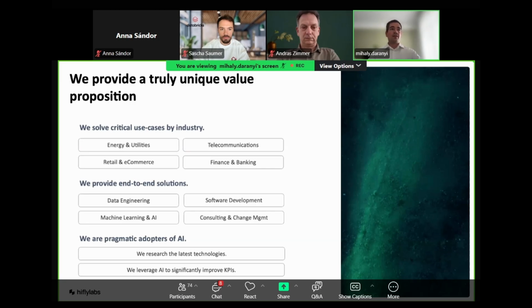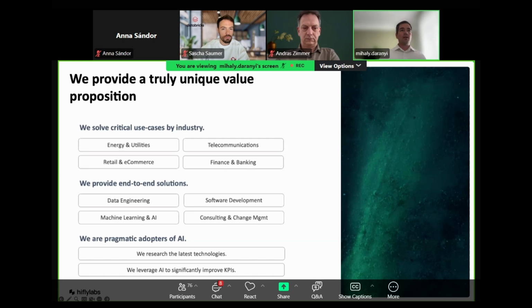At Highfly Labs, there are 3 things we always mention in a quick introduction. We solve critical use cases by industry. Our focus industries are energy and utilities, telecommunication, retail and e-commerce, finance and banking. So we are not just selling tools, we deliver outcomes inside a specific industry context.